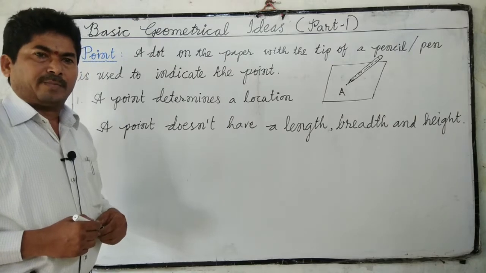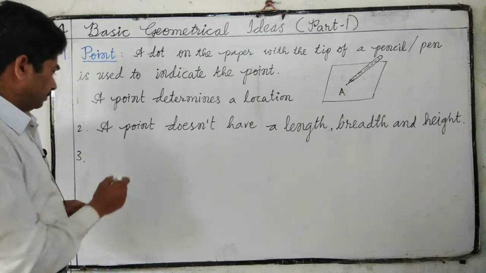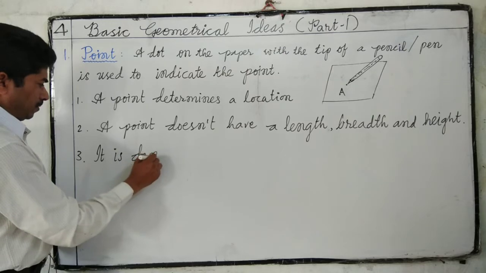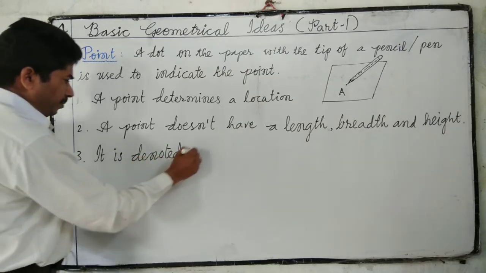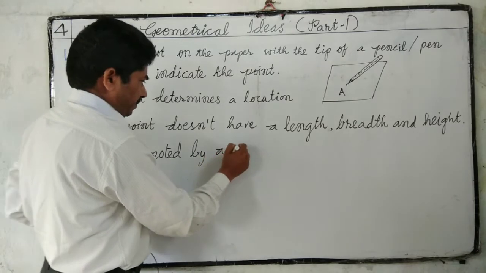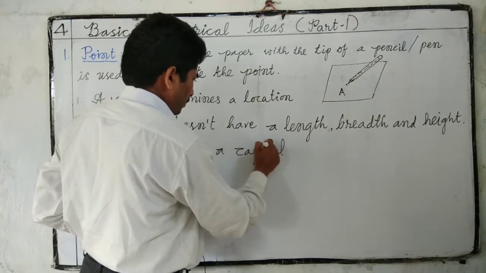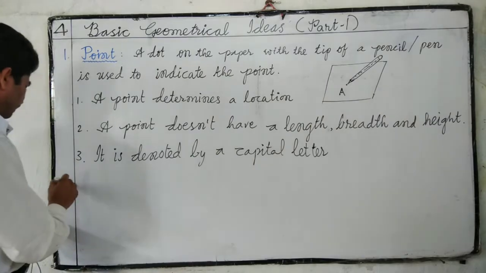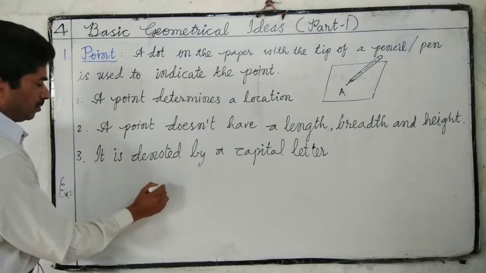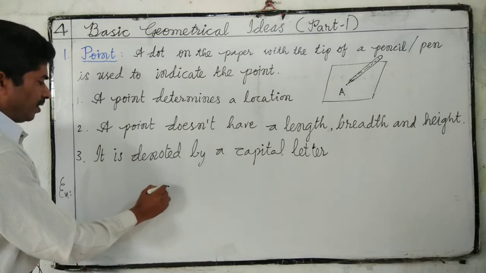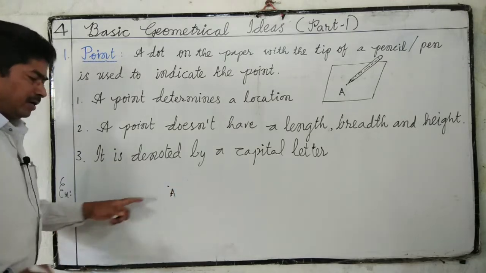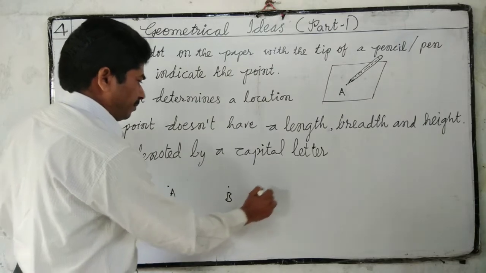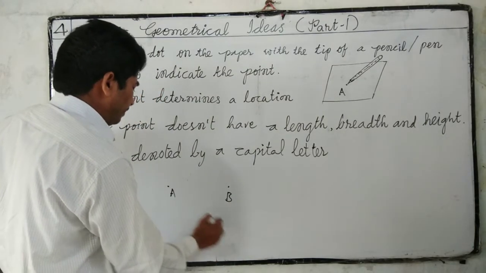A point is denoted by a capital letter. Example, this is a point A. We have to read it point A, point B, point C.